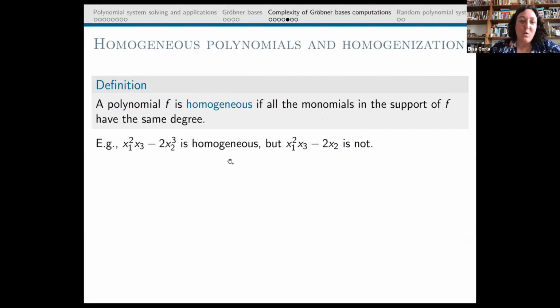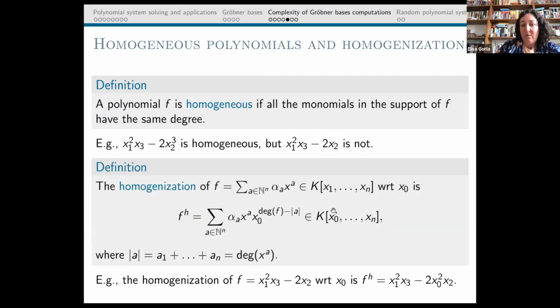Here I just say what homogeneous means. A homogeneous polynomial is a polynomial where all the monomials have the same degree. And if a polynomial is not homogeneous, you can make it homogeneous by taking a new variable and multiplying the monomials of small degree by some powers of that variable. For example, this polynomial has two monomials of degree 3, so it's homogeneous. This one has a degree 3 and a degree 1, so it's not homogeneous. If I want it to be homogeneous, I can make a new variable x0, and multiply this one by x0 squared, okay? That's all this slide says.